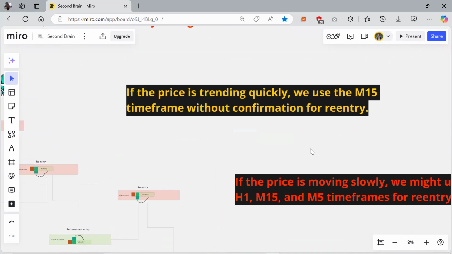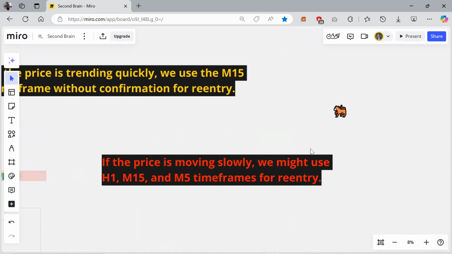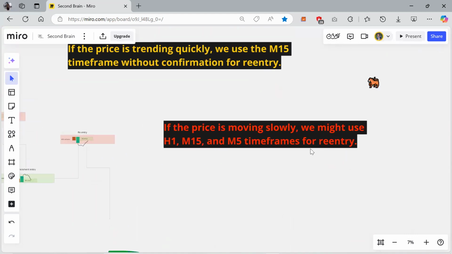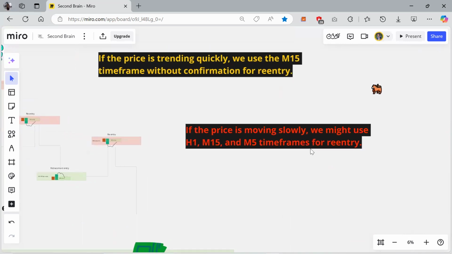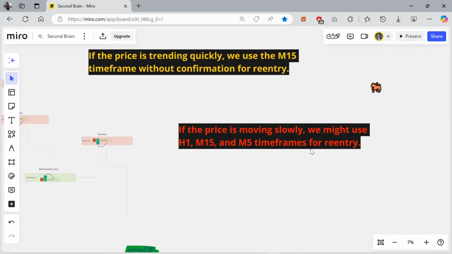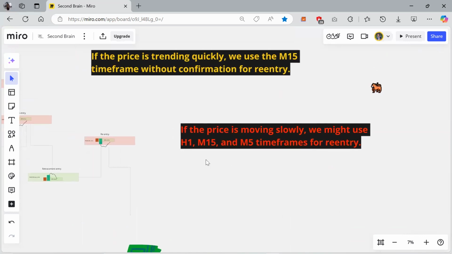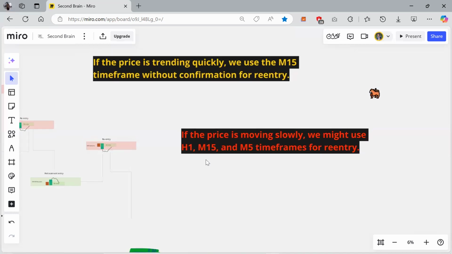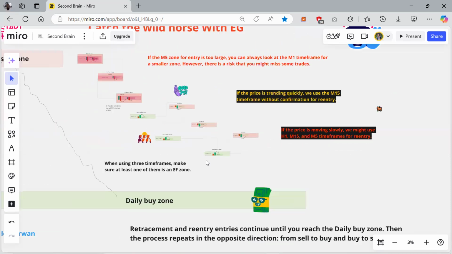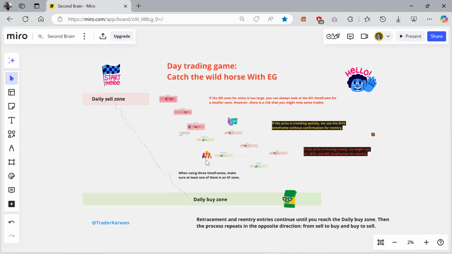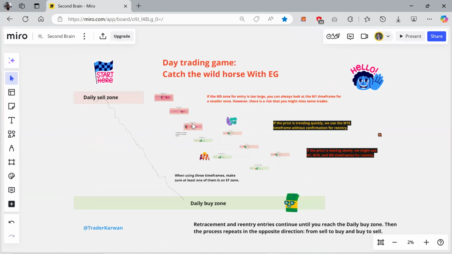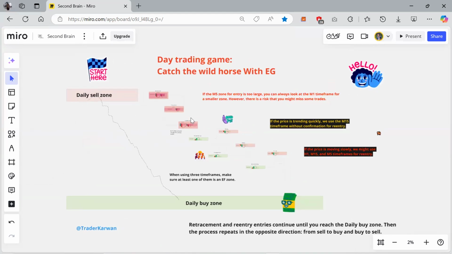I probably have made a mistake in typing somewhere with the time frames, but I think you get a bigger picture. If anything is not clear, just send me a message. If the price is moving slowly, we might use H1 and M15 and M5 time frames for re-entries. So this is basically what every trader is trying to do. All the strategies that we have are trying to catch those trades.